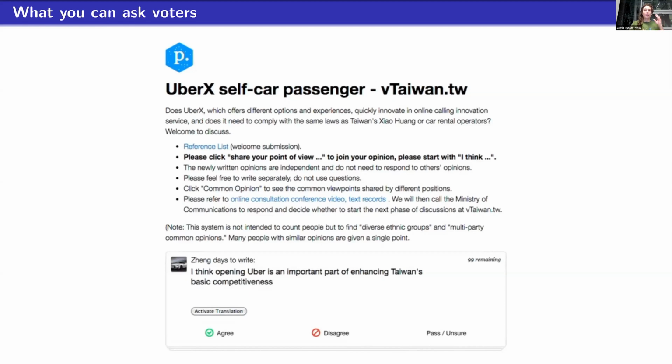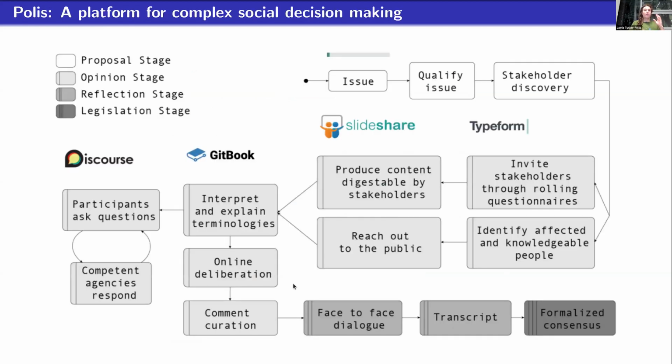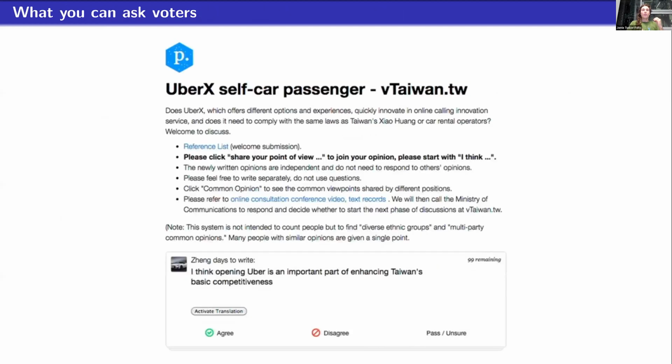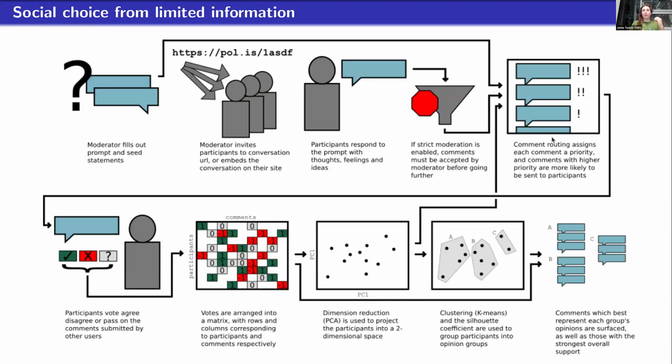All right, and so that's just this phase that I'm going to be focusing on, this online deliberation and comment curation phase, because that's the most similar to the social choice theory framework. And this is a blow up again from the Polis white papers of just this phase of finding a selection of comments to present as, here, this encapsulates the social preferences.